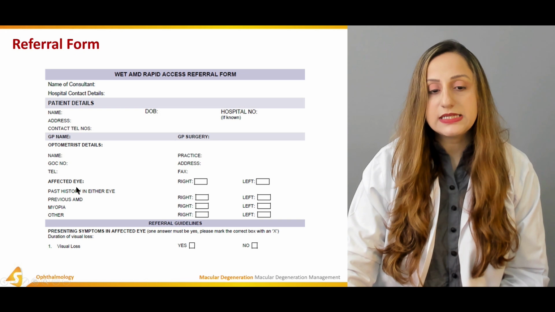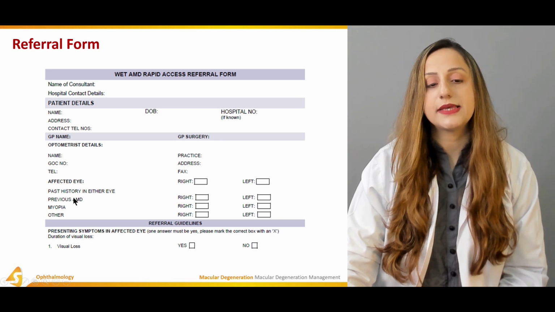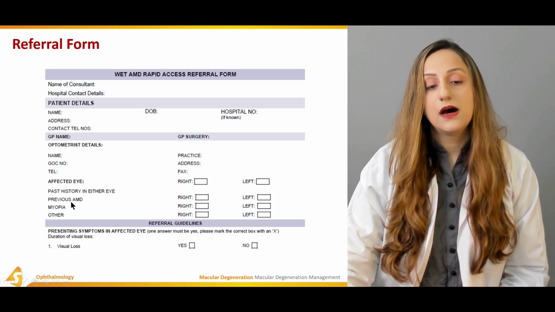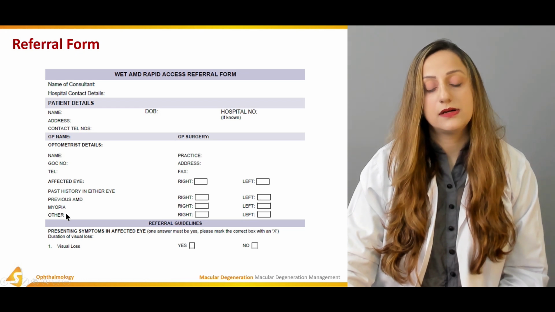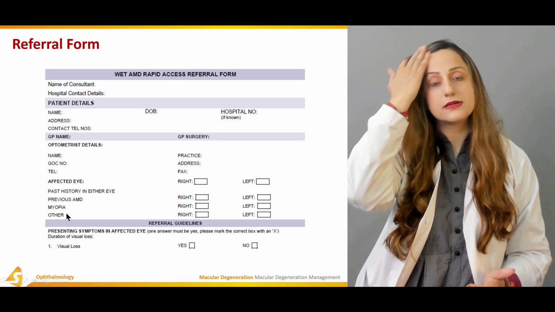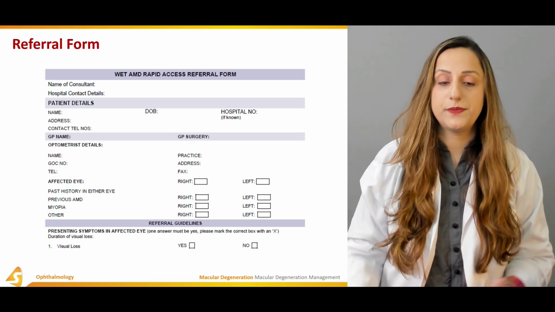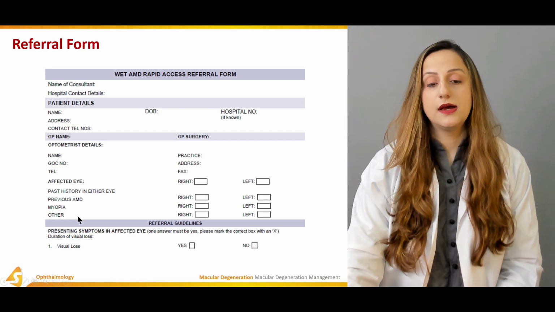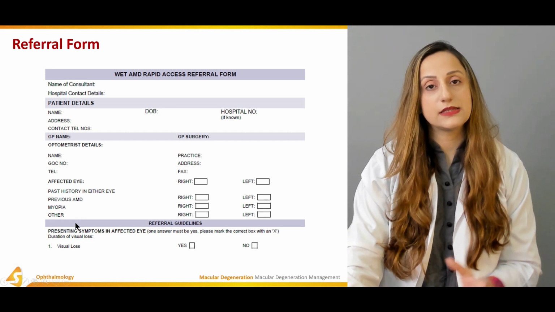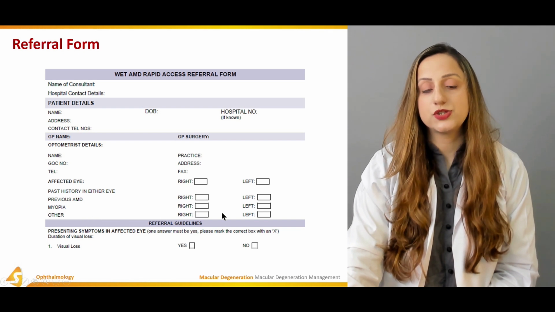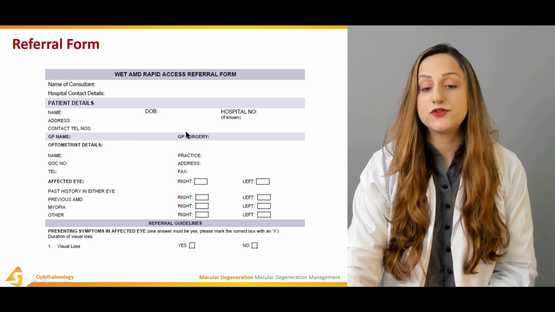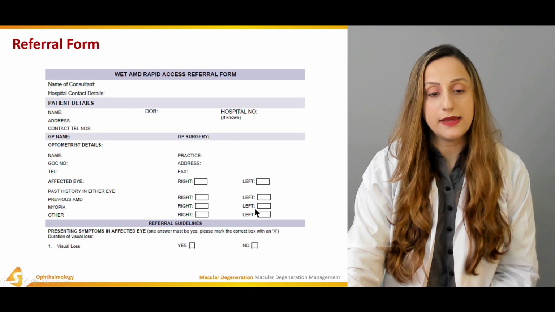Then we have the affected eye, then the past history in either eye, previous AMDs, myopias, and any other significant finding of a patient. If the doctor finds any other significant finding, he can document it over here. In the right and the left, you have two separate columns for both eyes.